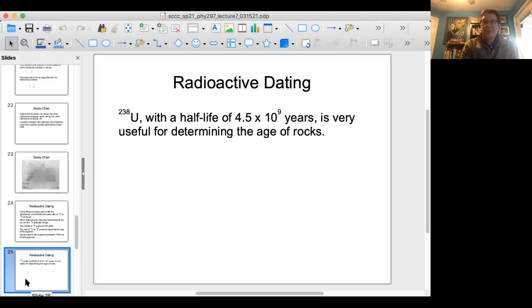And uranium-238, with a half-life of 4.9 times 10 to the 9, or 4.9 billion years, is very useful for determining the age of rock. So let's say instead of a few thousand years, you want a few million years and beyond that, you use uranium to do that.